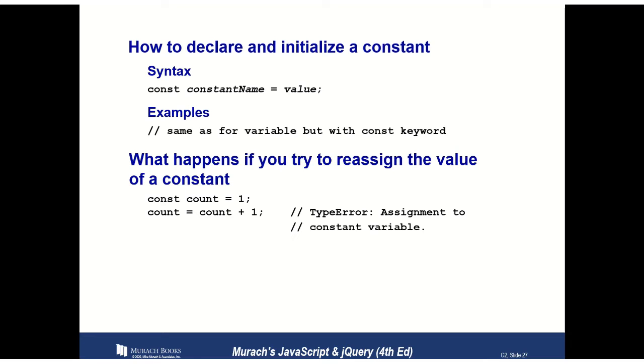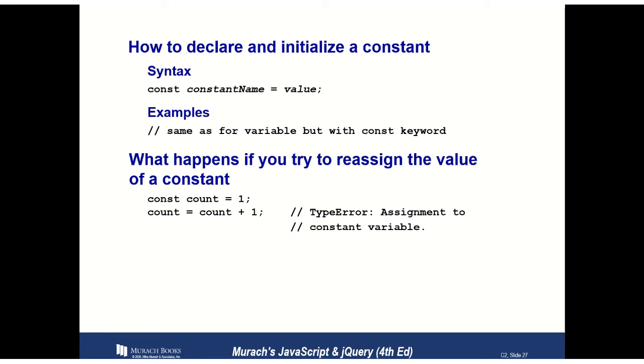The way you declare and initialize a constant is as follows: const, the constant name, equals, the value. For example, const count equals 1. Now if you do count equals count plus 1, you will get a type error because you cannot change a constant. You defined count as a constant, but now you are trying to change it, so you cannot do it.